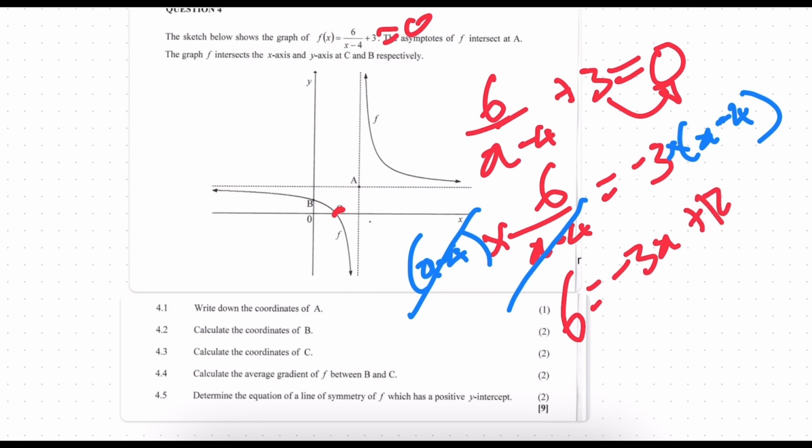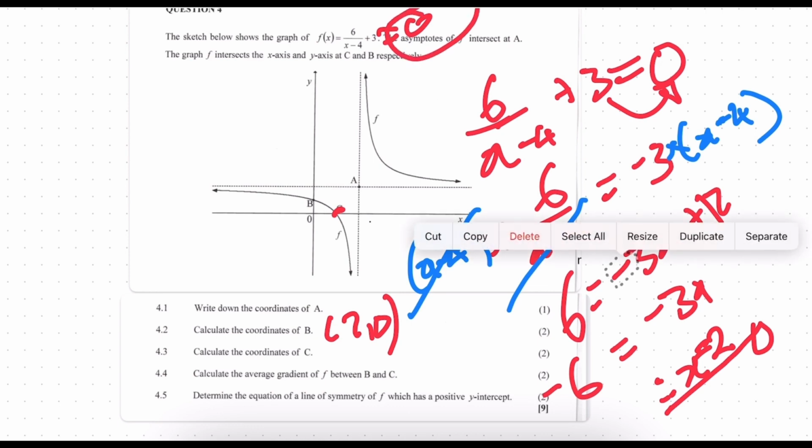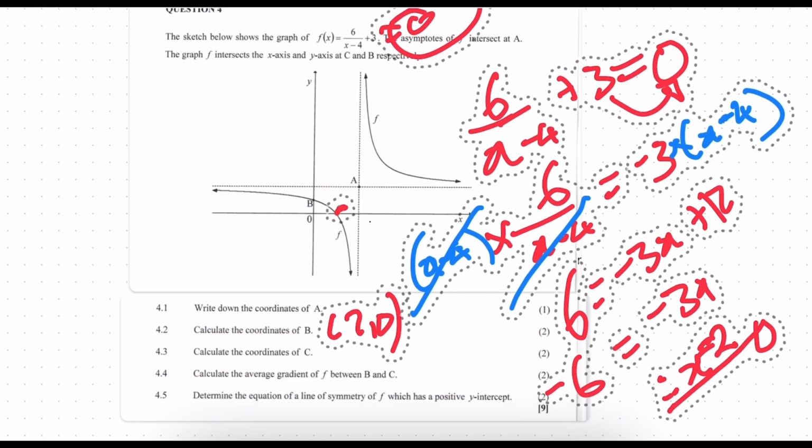Okay, then you take 12 to the side, you'd be having minus 6 equals minus 3x. Therefore, your x will be equal to 2, right? So that means the coordinates of B, it's 2, 0, because your y was 0. Simple as that.